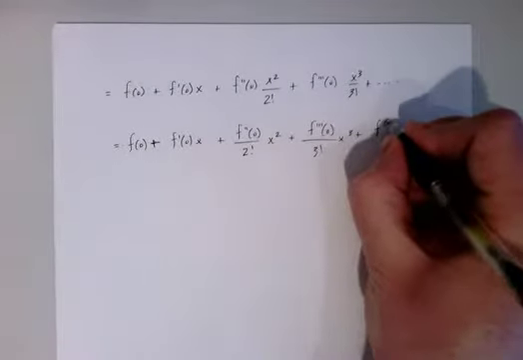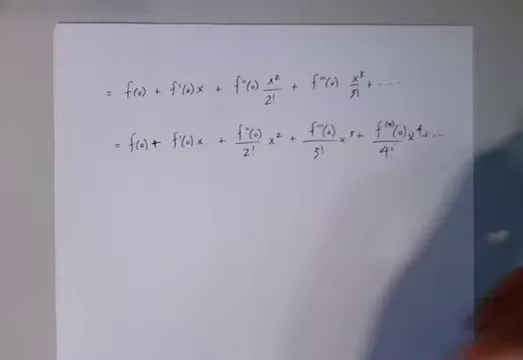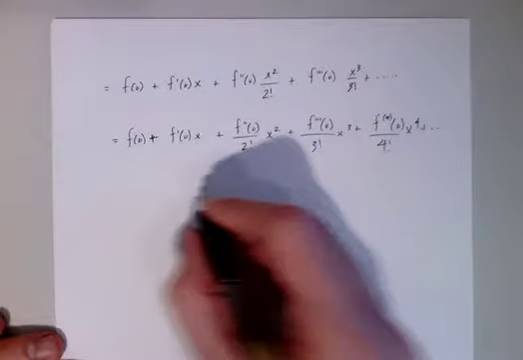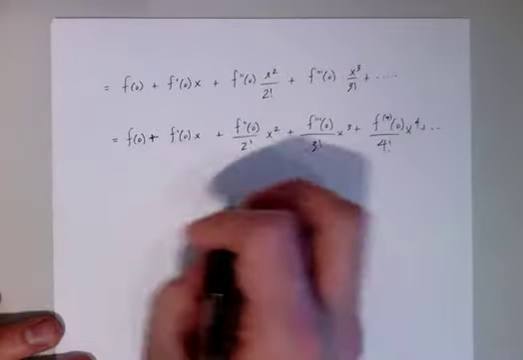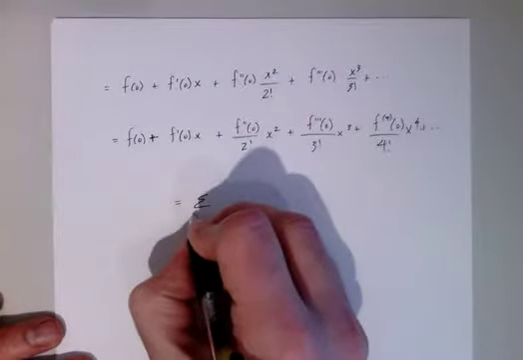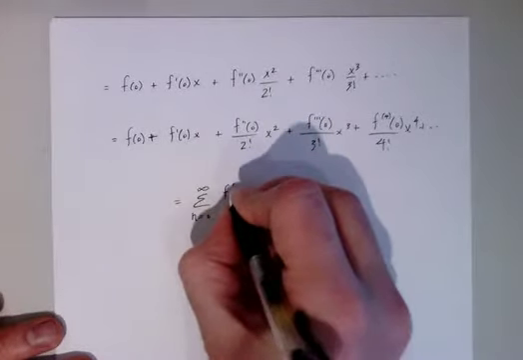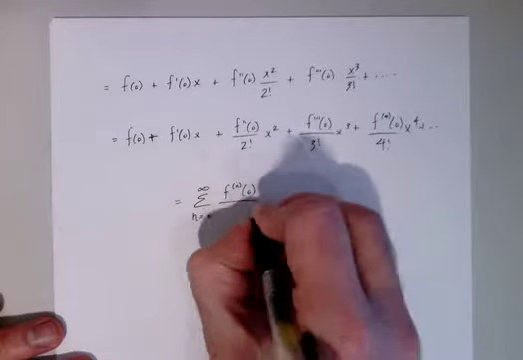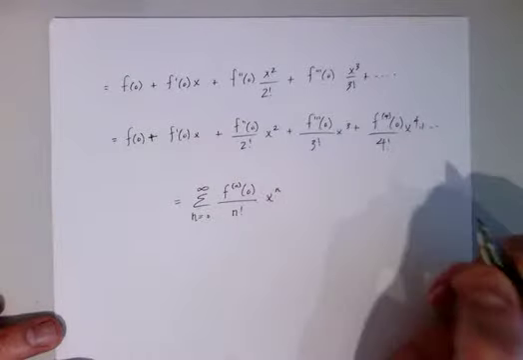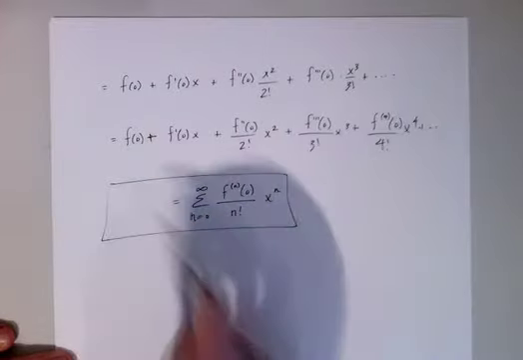The fourth derivative at 0 over 4 factorial, x to the fourth, and on and on and on and on. Okay? So the function that you're trying to find the Taylor series, or in this case the Maclaurin series of, winds up being sigma n equals 0 to infinity of the nth derivative of f at 0 over n factorial times x to the nth. Now, this is what is called a Maclaurin series.